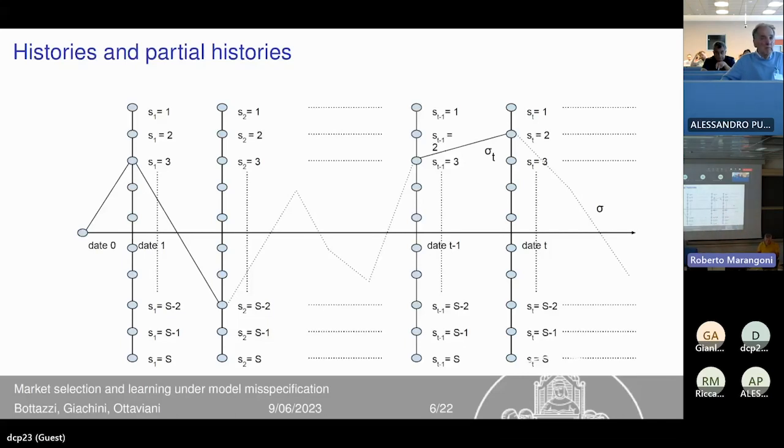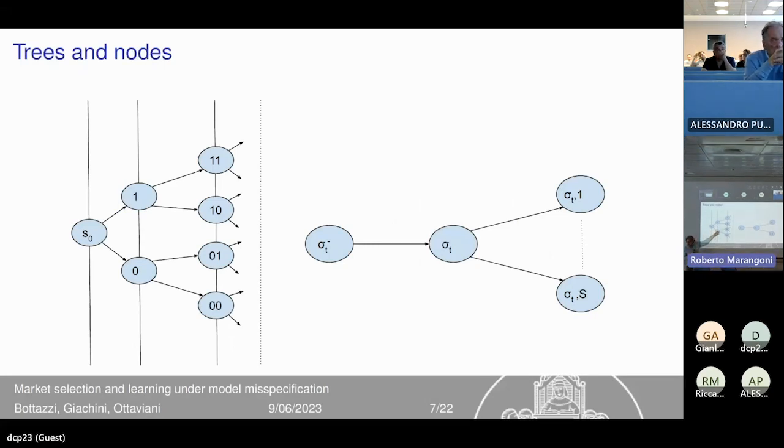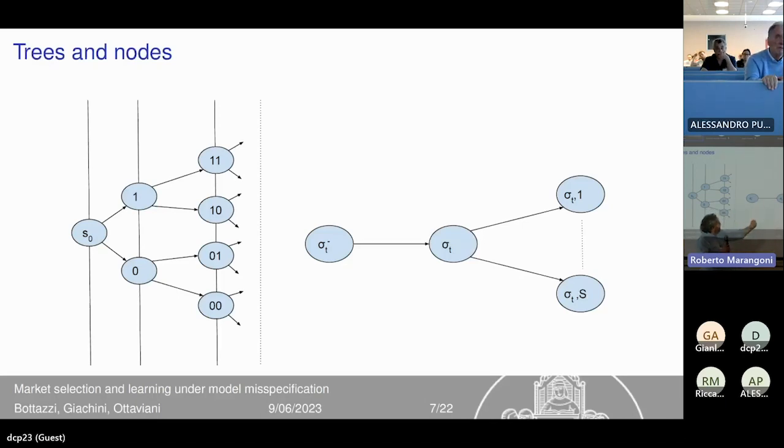There is another way in which we can describe the same situation, which is using a tree. This is a tree in which essentially the stories are the nodes. Now each node is a partial history. So each node of this tree is actually the sigma t of the previous slide, and now the evolution of this model is through the nodes of this tree. At each date, sigma t is the partial history. Remember, you can see it also as a trajectory in the grid I showed you before.